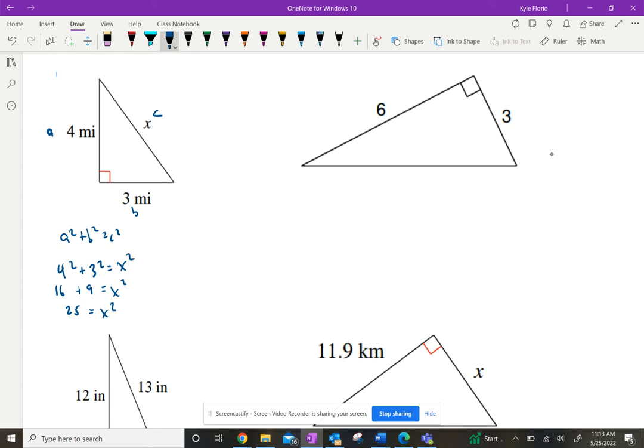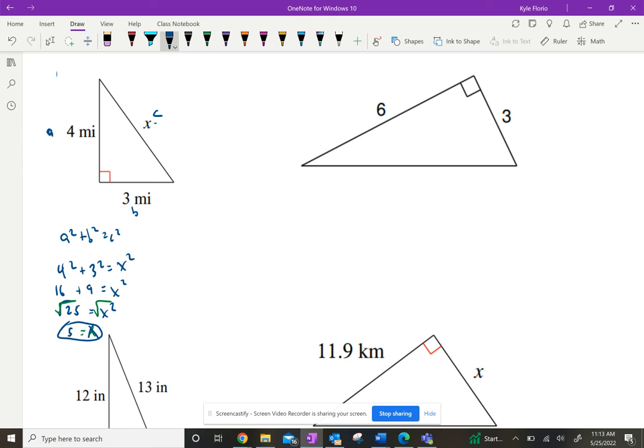So if I want to find out what X is, X times itself equals 25. If you can do this in your head, I think it ends up being 5. But if not, that's okay. We can just square root both sides. And the square root of 25, you can put in the calculator, is 5.